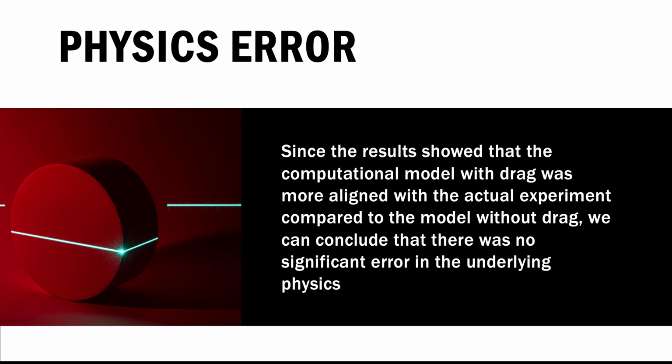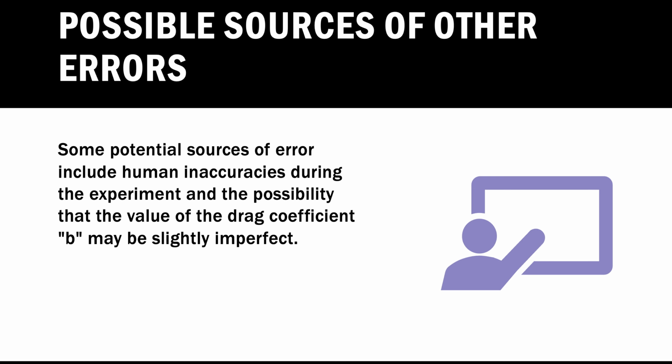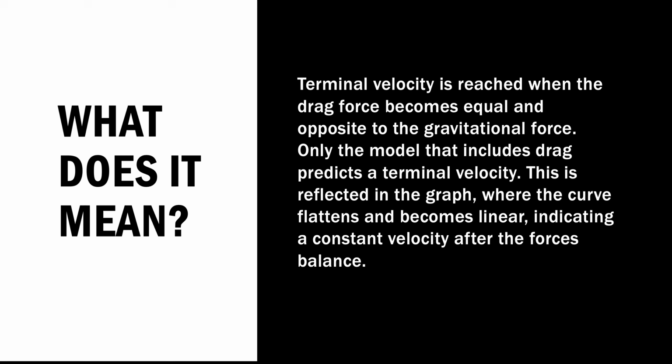Alright, since the results showed that the computational model with drag was more aligned with the actual experiment compared to the model without drag, we can conclude that there was no significant error in the underlying physics. However, there are some other errors that were possible, which include human inaccuracies during the experiment and the possibility that the value of drag coefficient b may be slightly imperfect. So what does it mean?